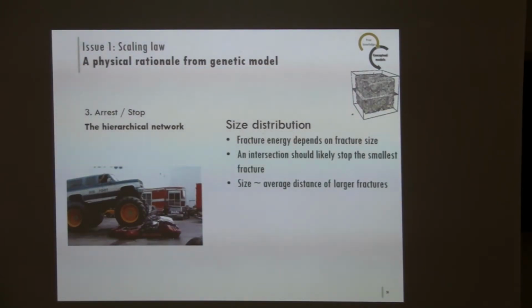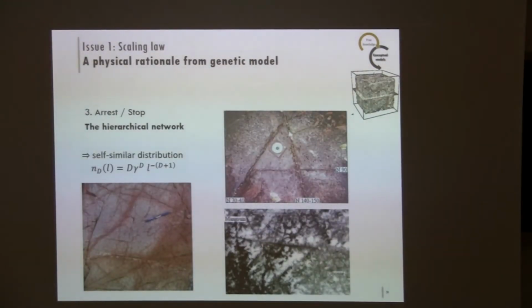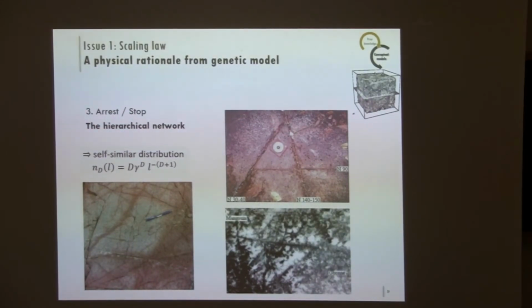So you have the same thing, size proportional to the average distance. But now the average distance is the average distance of fractures bigger than you. Okay? So it's a cumulative to the power 1 over d. And then you can predict that you end up with a self-similar distribution, which is now a power law. Okay, let's take one example, the self-similar distribution.